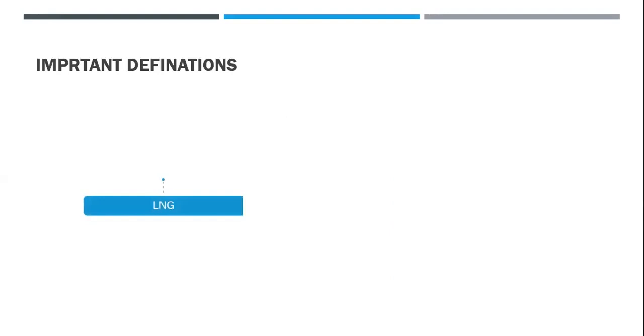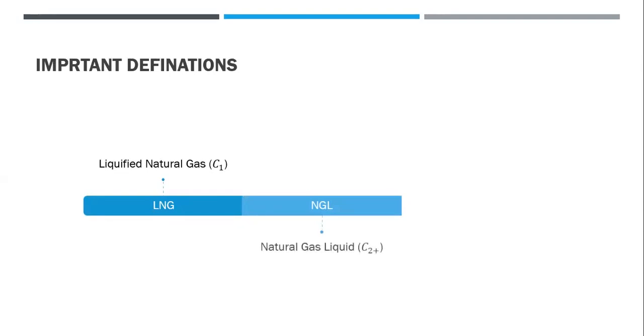There are some important definitions we shall know in this course. The first is LNG, an abbreviation of liquefied natural gas, which mainly consists of methane. Then NGL, natural gas liquids, which consist of ethane, hydrocarbons, and the heavier components. And LPG, an abbreviation of liquefied petroleum gas, which mainly consists of propane and butane.